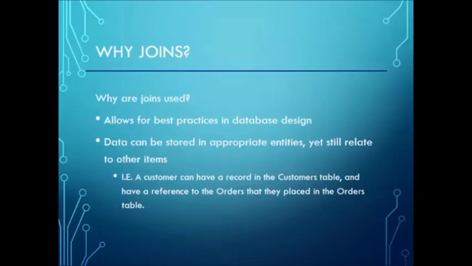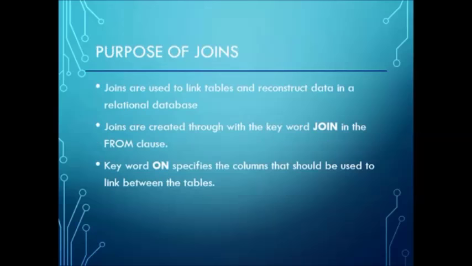For instance, a customer has a record in our customers table. They have a customer ID in customers. And in our orders table, we also have a customer ID that says which customer the order belongs to. In order to see the customer name and the order information, we need to use a join to link those tables together. It allows us to reconstruct a more flat format of our data.